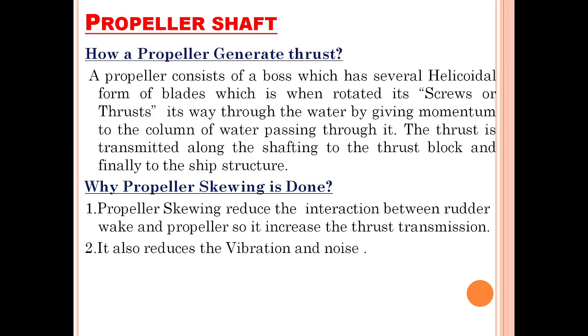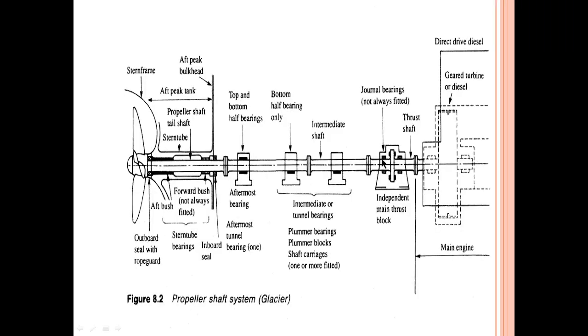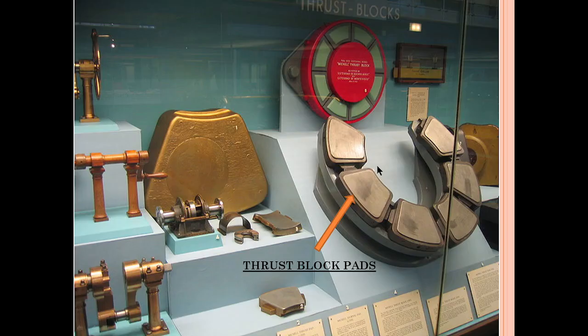Now as you can see here, this is a thrust block pad. This pad is provided in two ways: one is for ahead and one is for astern. When the ship is moving ahead, this will touch here, and when the ship is moving astern, this will touch here. This pad is ultimately transmitting the force to the block of the ship structure.